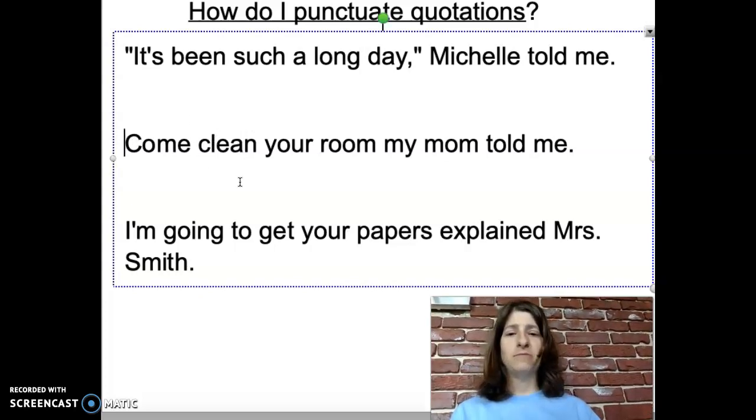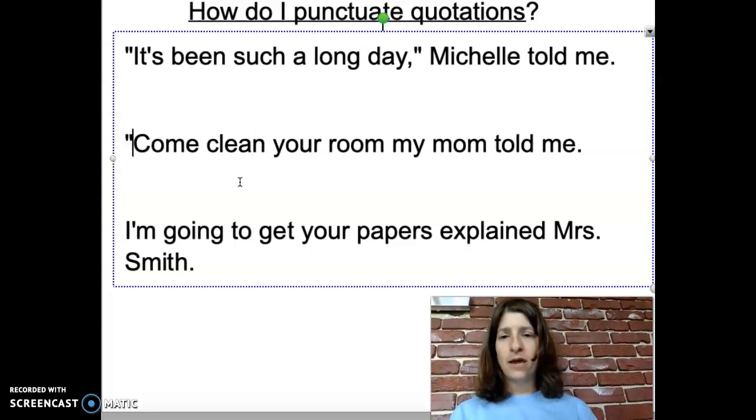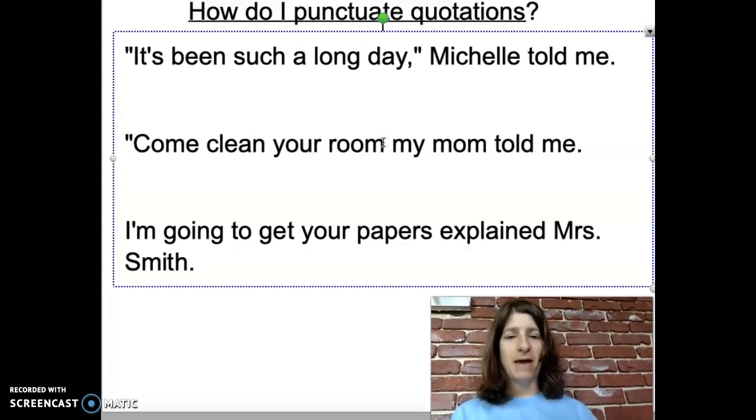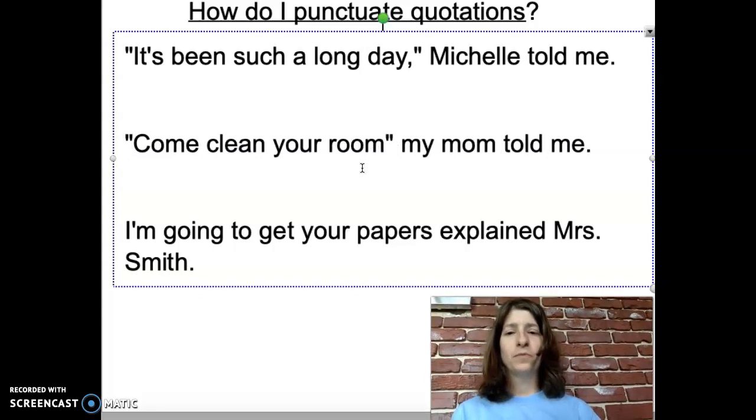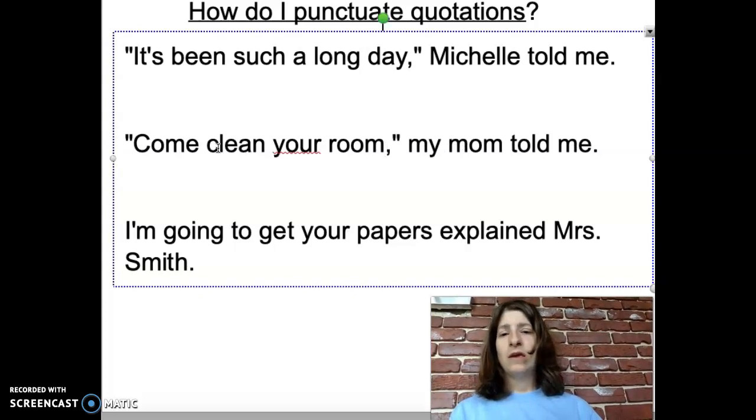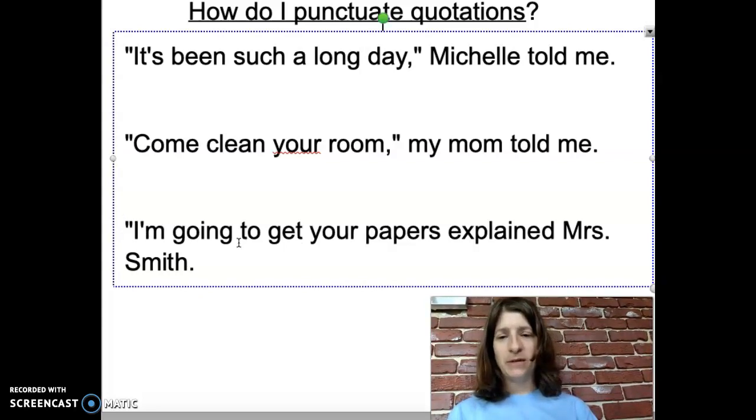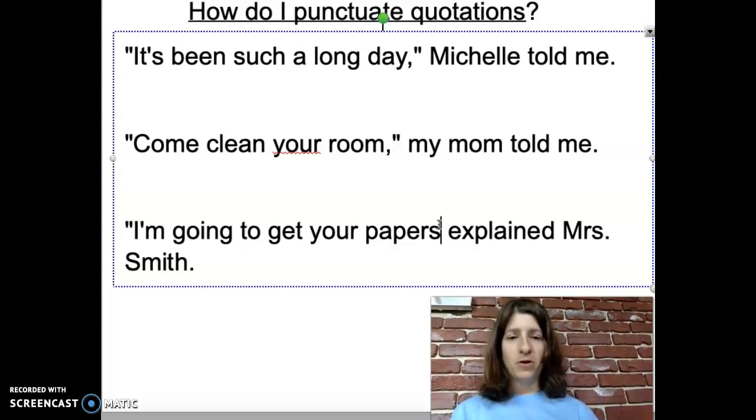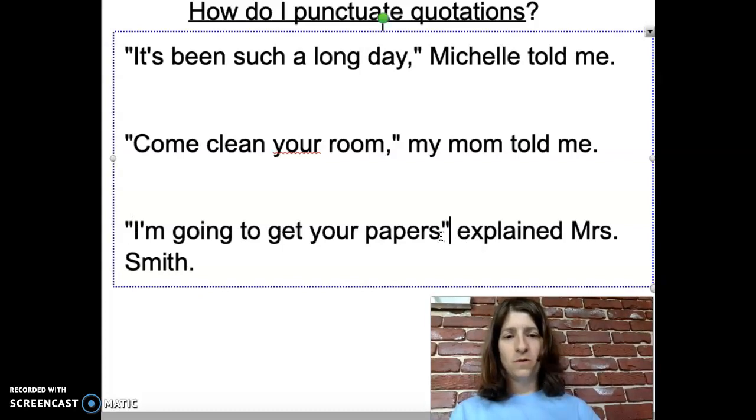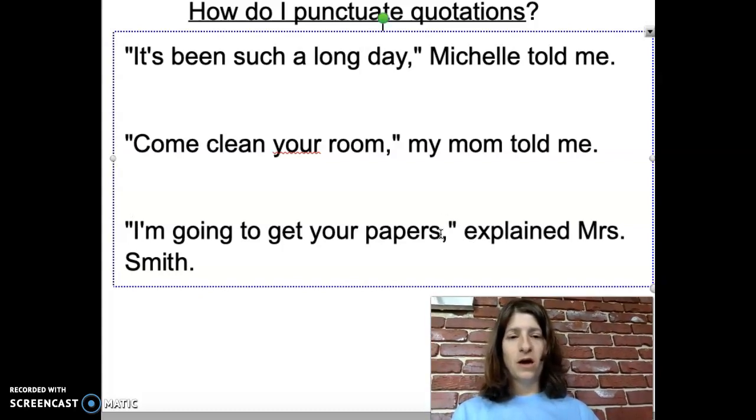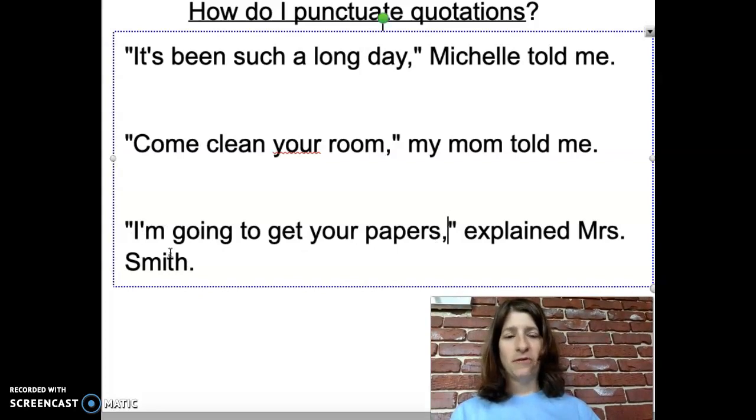Here's the next one. Come clean your room, my mom told me. Again, quotes around what actually came out of her mouth. Come clean your room. Comma to separate. And a capital to begin the quote, which it already does have. Last one. I'm going to get your papers, explained Mrs. Smith. I'm going to get your papers. That's the quote. Comma in between. There's already a capital there.